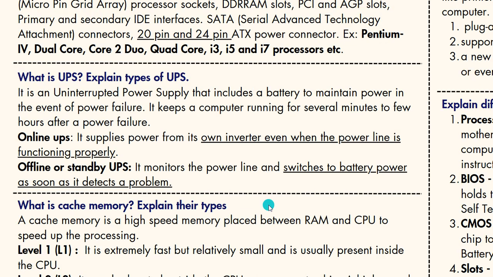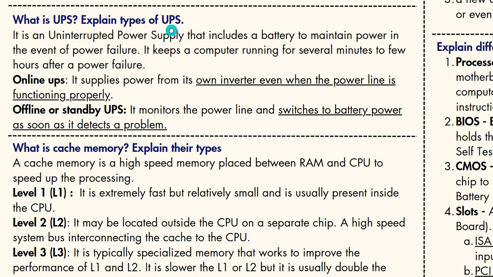Now, this is a small question, that is, what is UPS? Explain types of UPS. UPS is an uninterrupted power supply that includes a battery to maintain power in the event of power failure. It keeps a computer running for several minutes to a few hours after power failure. Now, what are the two types of UPS that we have? First is the online one and second is the offline. Online supplies the power from its own inverter even when the power line is functioning properly. Offline monitors the power line and switches to battery power as soon as it detects a problem.